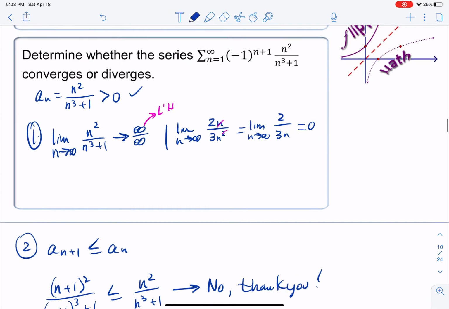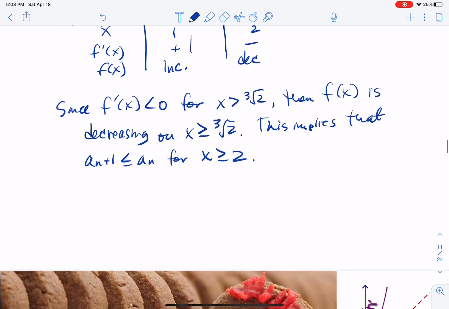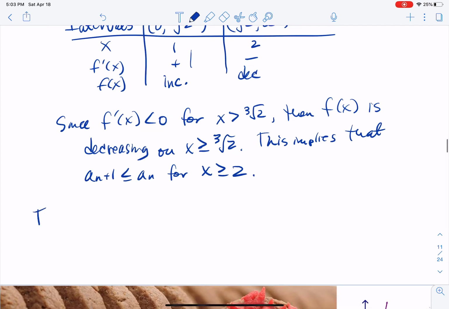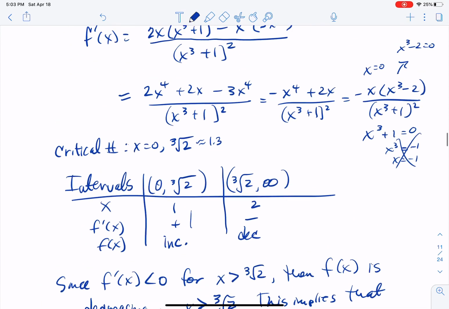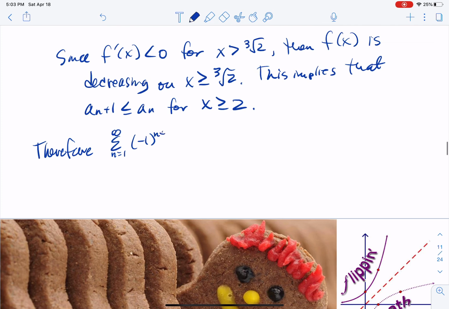There we go. So that satisfies both conditions, right? Remember back up here, we showed that the limit approaches 0. So the individual terms are approaching 0, and they're decreasing towards 0. Therefore, our series, the sum from n equals 1 to infinity of negative 1 to the n plus 1, n squared over n cubed plus 1, converges by the alternating series test.